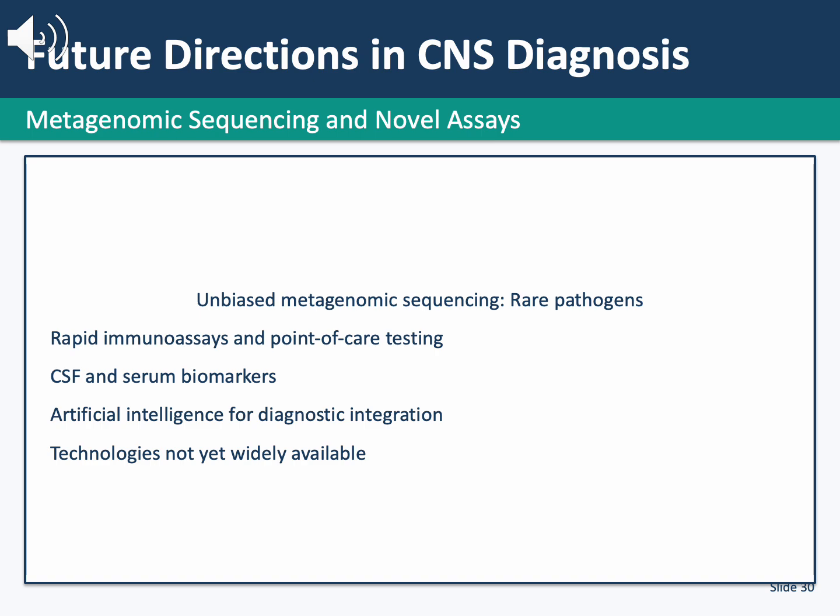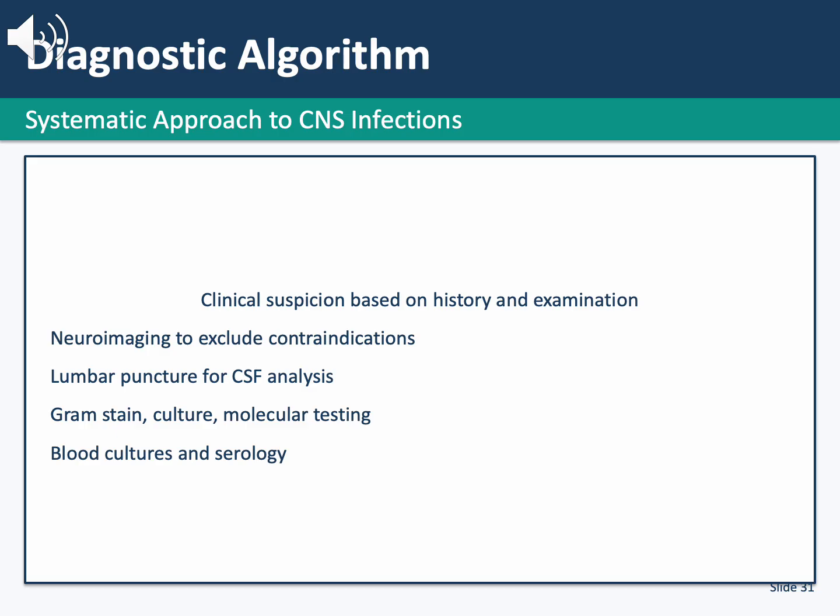Integration of multiple diagnostic modalities, including imaging, CSF analysis, molecular testing, and clinical data using artificial intelligence may improve diagnostic accuracy. However, these technologies are not yet widely available and require further validation. A systematic approach to diagnosing CNS infections improves diagnostic accuracy and patient outcomes.